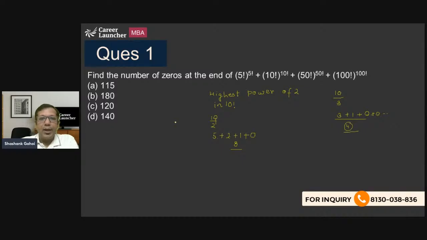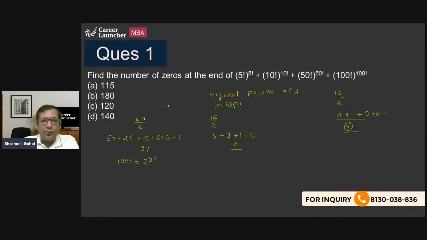Okay. Now if a question asks for the highest power of 2 in 100 factorial, what am I going to do? 100 by 2 is going to be 50. 50 by 2 is 25. 25 by 2 is 12.5, so remove the decimal, so 12. 12 by 2 is 6. 6 by 2 is 3. 3 by 2 is going to be 1 point something, so 1. And after that, every value becomes 0. So that is going to be 97. So 100 factorial contains 2 power 97.